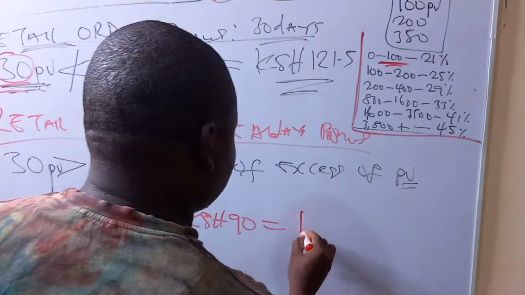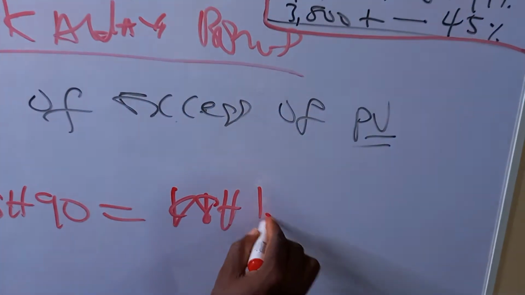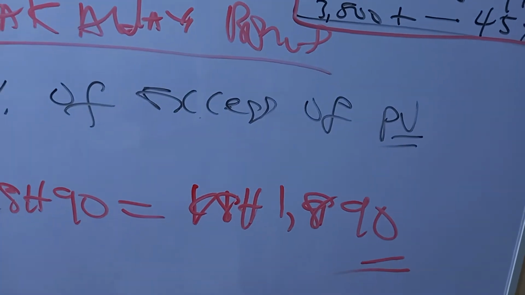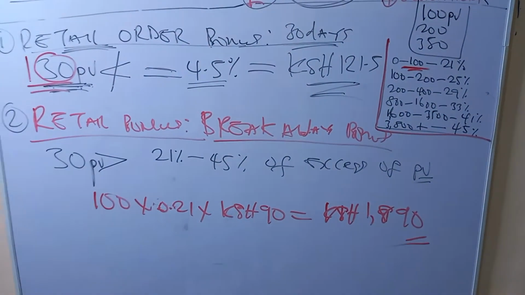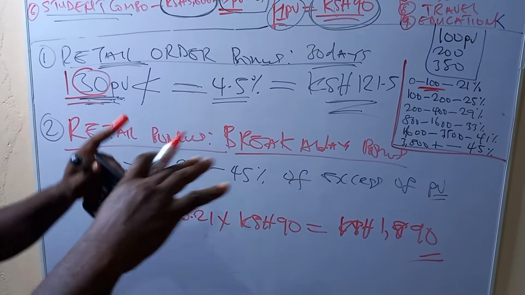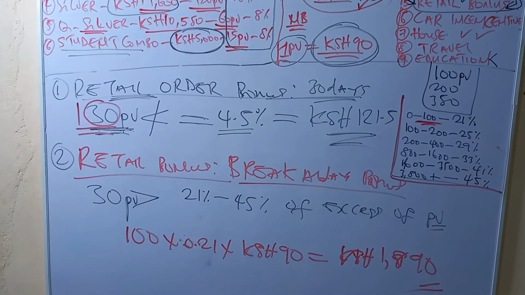So you get 1,890 Kenyan shilling. This money gets paid to your bank account the next month. If you do it in February, it mostly will come at the beginning of the first month, depending on the calendar of the cycle. That one is a different thing we'll learn later in the day.